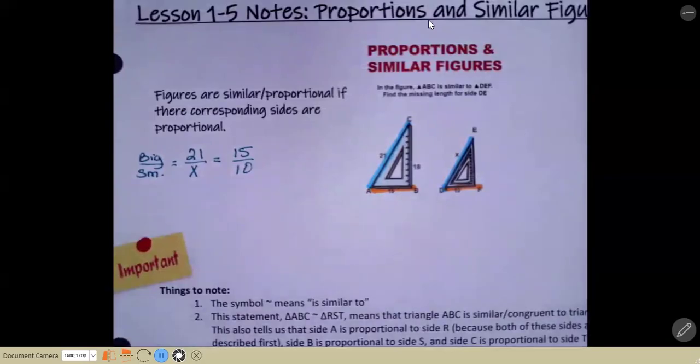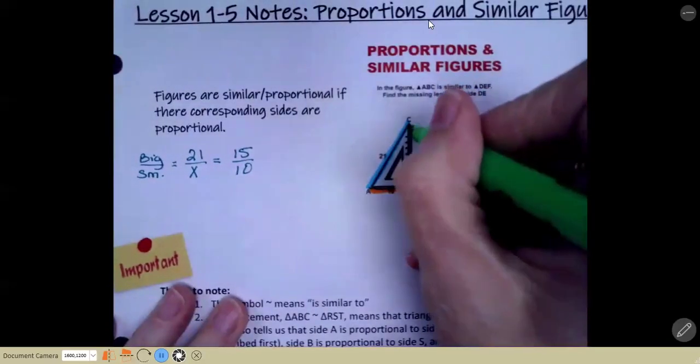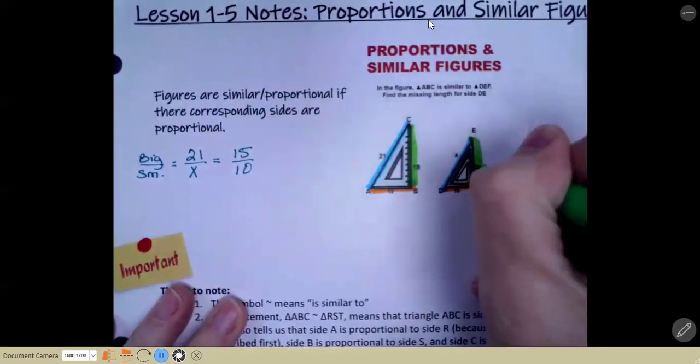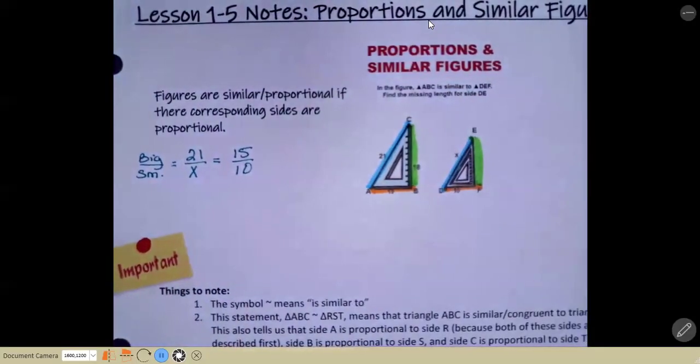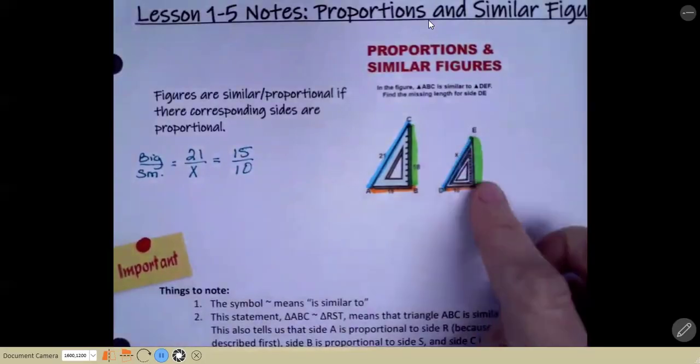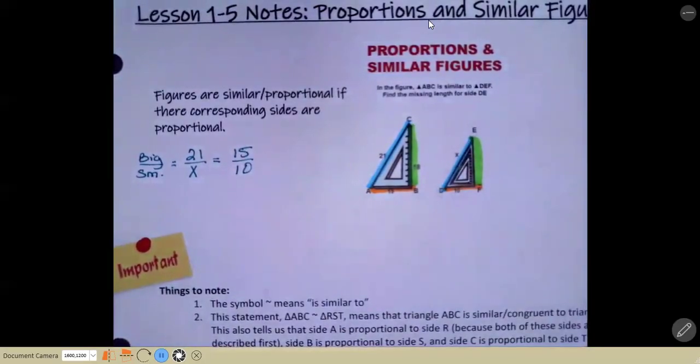Can somebody tell me why I did not use CB and EF? Elijah? On E, it doesn't say. Yeah. EF doesn't have a number. It doesn't have a value. Okay. So I couldn't use EF.